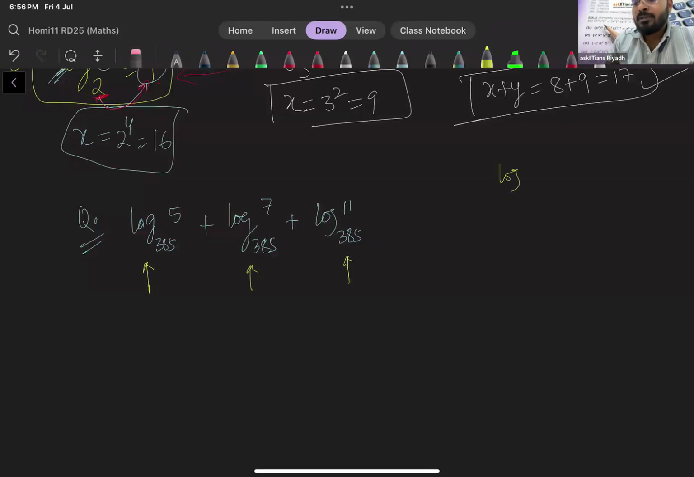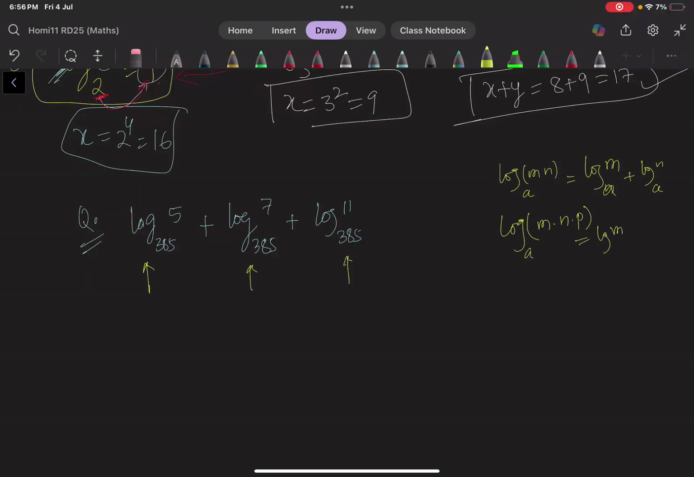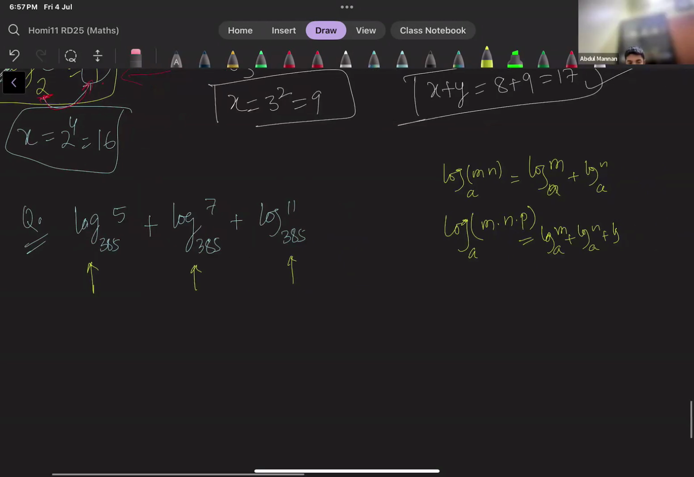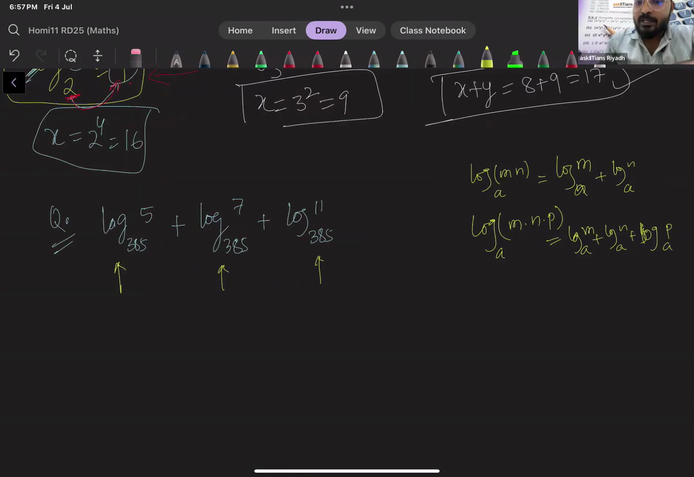Acha, do you remember that property, log m into n to the base a? We can add like this, log m to the base a plus log n to the base a. Now this property can be extended to any number of terms, log m, n, p. So we can add like this. सर, बेस 385 है या 365 है? 385. So log m to the base a plus log n to the base a plus log p to the base a. Correct. So using this property, guys, we can convert this into a single term.